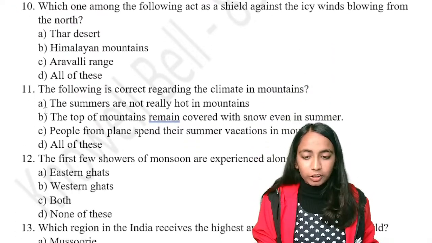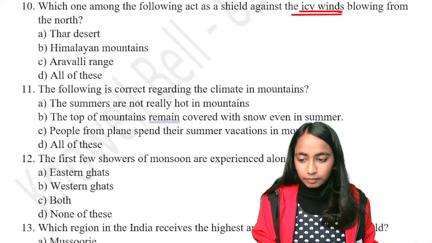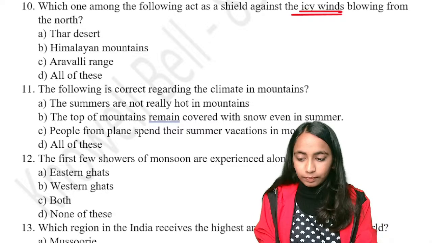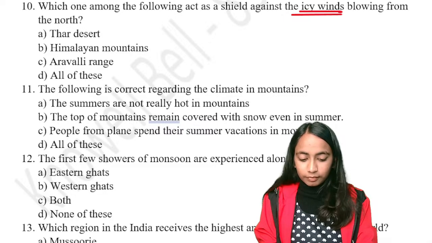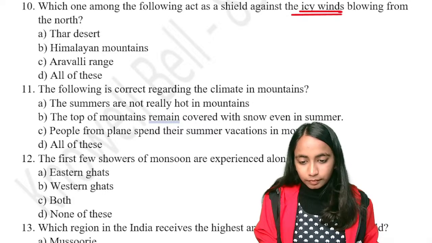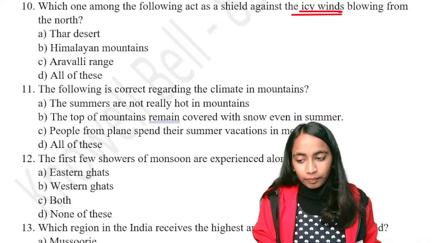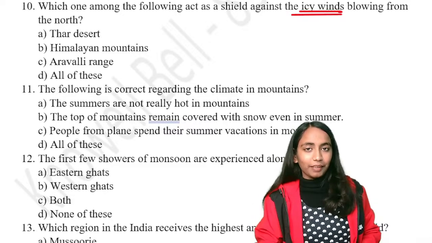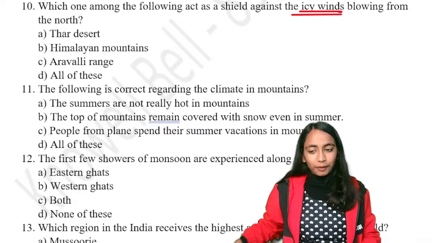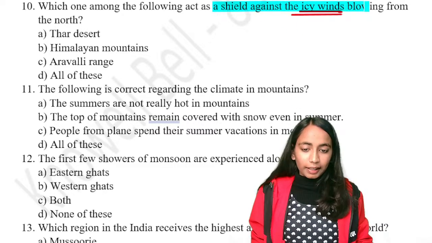Next one: which of the following acts as a shield against icy winds blowing from the north? See, also for the previous question, Rishikesh, the Aravalli range will not act as a wall. A wall is always where? It's on borders. The Aravalli range, however, is not on the borders. Okay, good. Which of the following will act as a shield against icy winds blowing from the north?